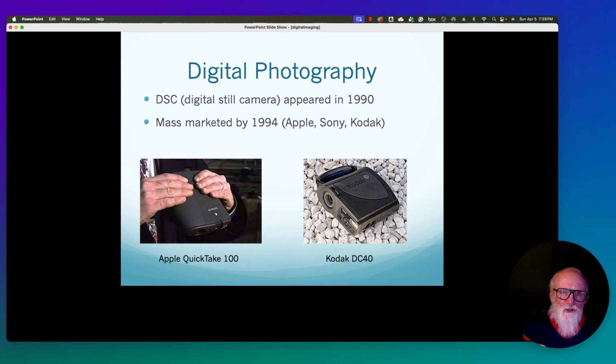These are digital still cameras, okay? They first appeared in 1990. And so by 1994, we were marketing these. Apple, Sony, Kodak, some of the other companies were creating their own digital photography cameras, okay?